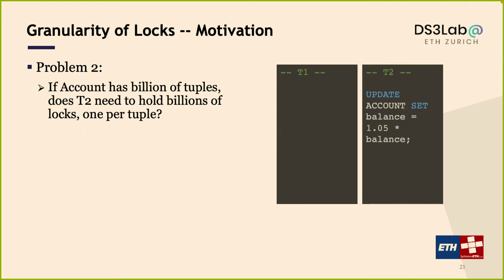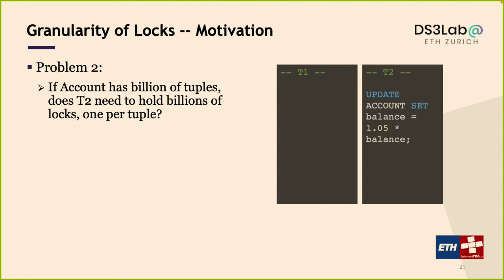Now let's look at the other example. What if we only have table level lock? Well, the concurrency is going to be pretty low, because it means that at every single time, only one transaction can look at one table at a time.